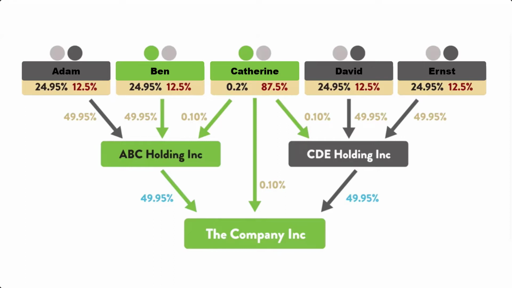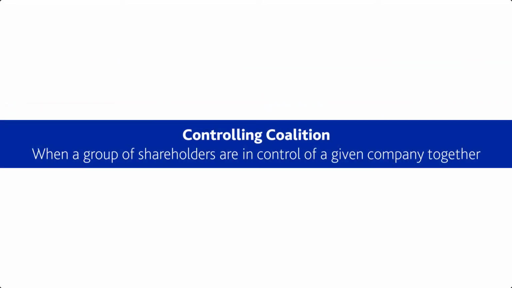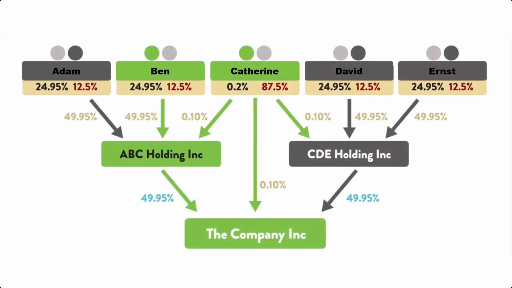If a group of shareholders want to achieve control without Catherine, then Adam, Ben, David, and Ernst must form a coalition. With this in mind, we can say that Catherine is in fact the most dominant owner of the company Inc. When a group of stakeholders together is in control of a given company, we call that the controlling coalition. In this new example, if 2 of the 24.95% owners on top decide to vote together, they constitute a controlling coalition. Most people find that to be pretty intuitive.